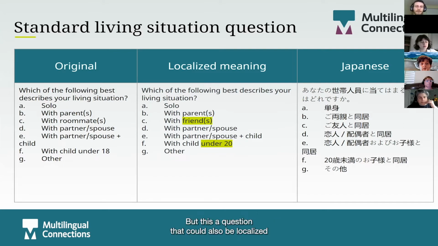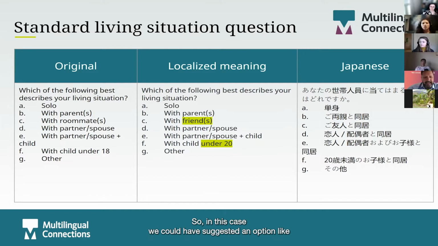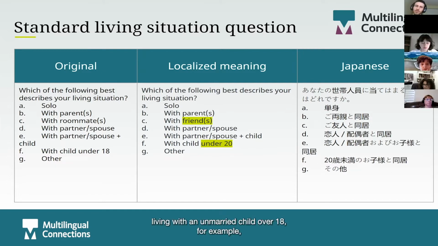But this is a question that could also be localized in different ways depending on what's common in different countries. For example, in countries like Colombia, Peru, Yemen, or Russia, it's common for people to live with their parents until they get married. So in this case, we could have suggested an option like living with an unmarried child over 18, for example, depending on the country, on the culture.